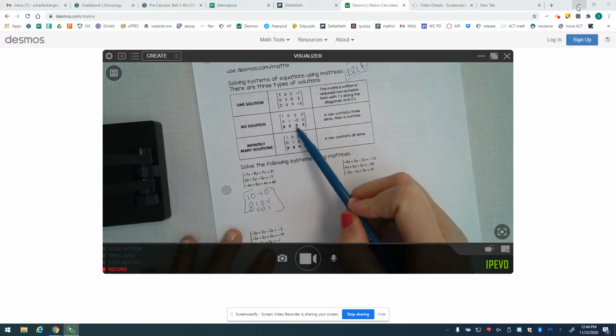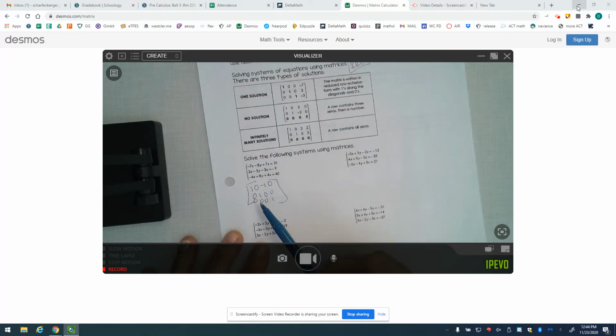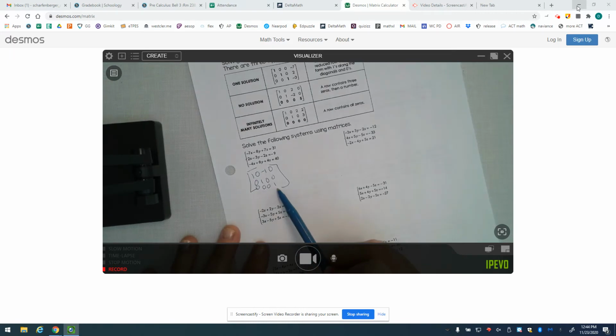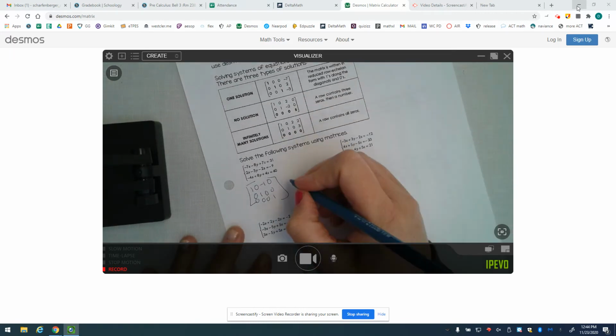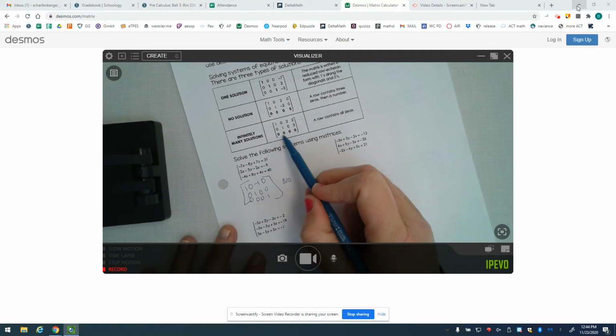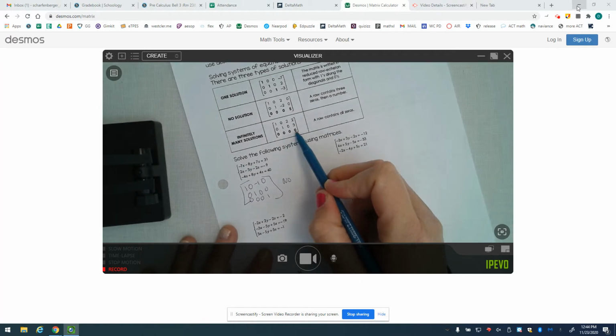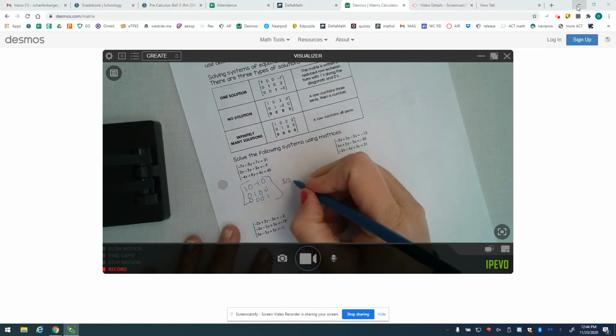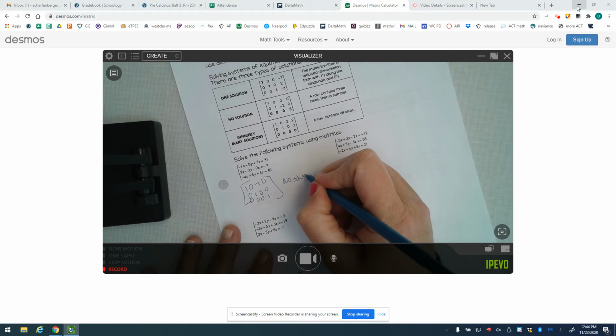If you end up getting all zeros equals a number, that's called no solution. And if I get all zeros equal a 0, that would be true, so that's going to be infinitely many. So this one right here is a no solution.